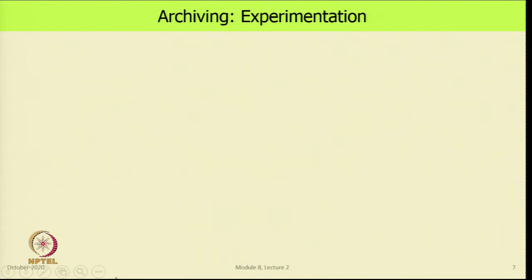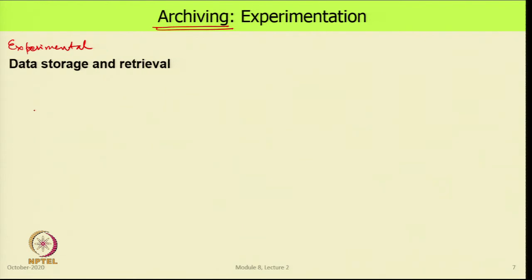Next, we come to the last stage of the experimentation process, which we have named as archiving. In its simplest form, we can say archiving is nothing but storage and retrieval. In our case, we are looking at experimental data, so we can say it is storage and retrieval of experimental data.